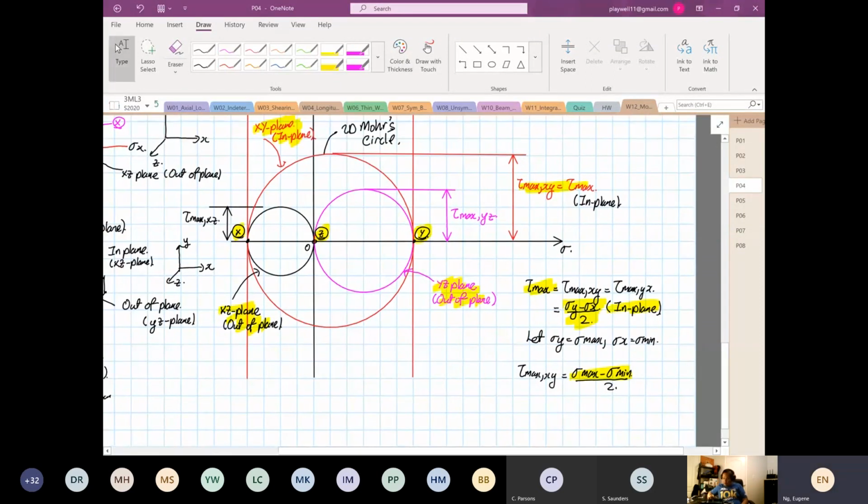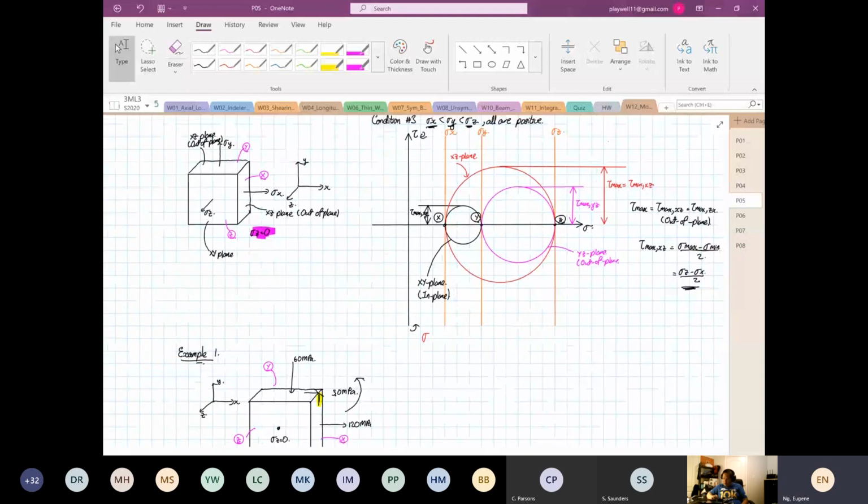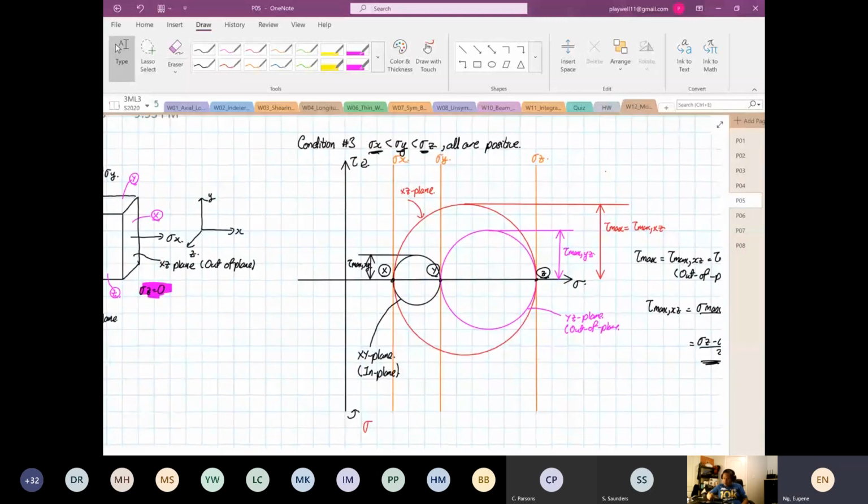Now, when we come to condition number 3, stress X, stress Y, and stress Z all have direction. And this type of structure, with all 3 of them having direction, is usually a pressure vessel that is submerged in water. Then you can see 3 stress states. Usually stress Z is 0, X and Y have magnitude. So from here, you construct your 3D Mohr circle again.